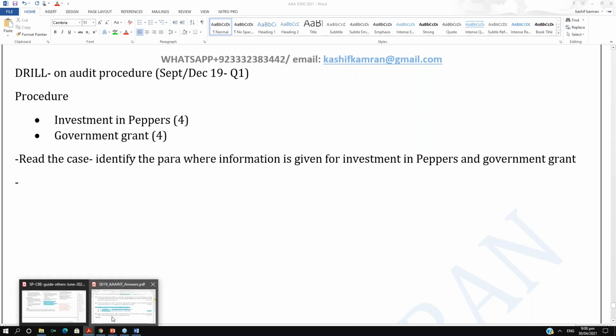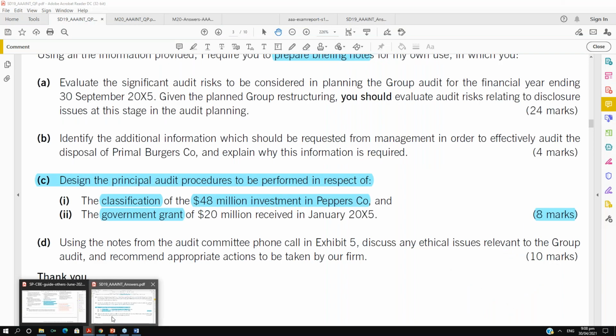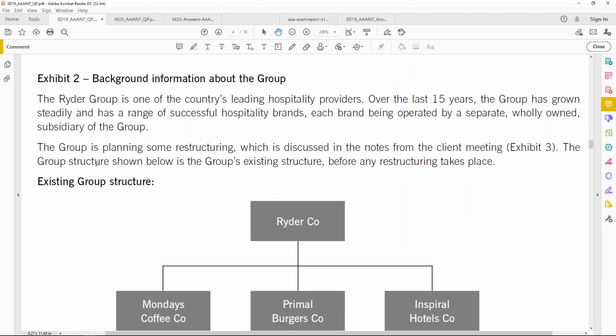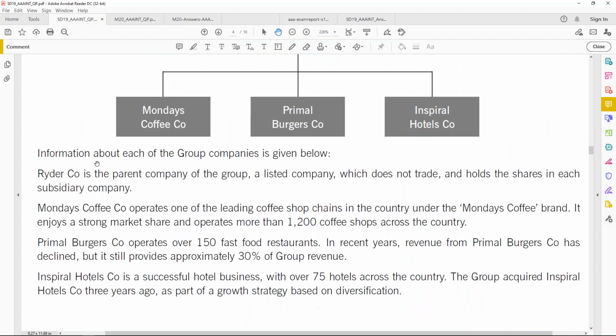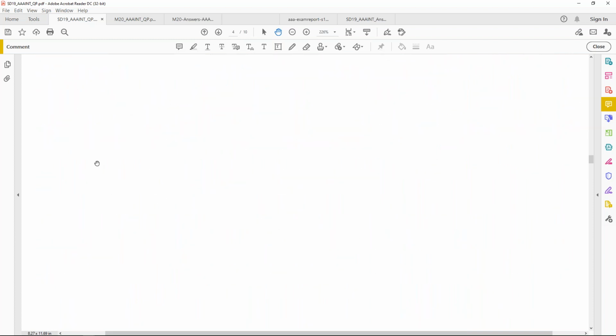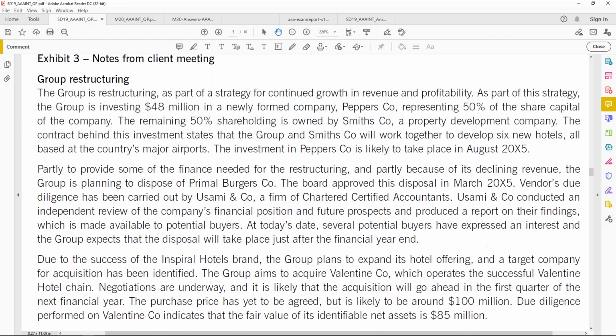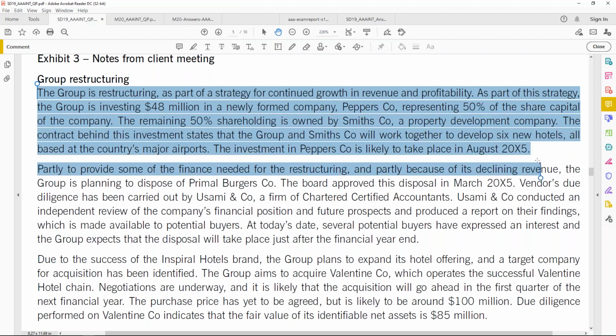You go back to the case study and you scroll down in the exhibit number 1 and exhibit number 2. You start to read exhibit number 2. You go down. On the first page, there is nothing about investment and government grant. You come to the next page. On the next page, you find the word paper here. So that means this is the paragraph telling us about paper. So this paragraph over here is telling us about the investment of a $48 million the company has done in paper. So this is a big paragraph which the examiner has given to us about investment in paper.